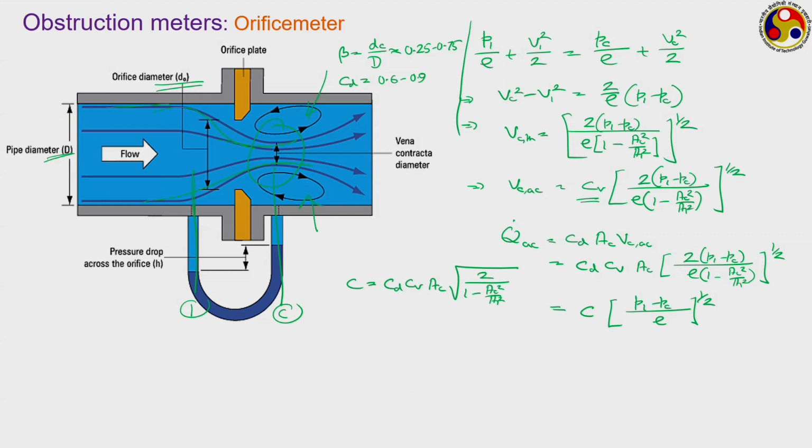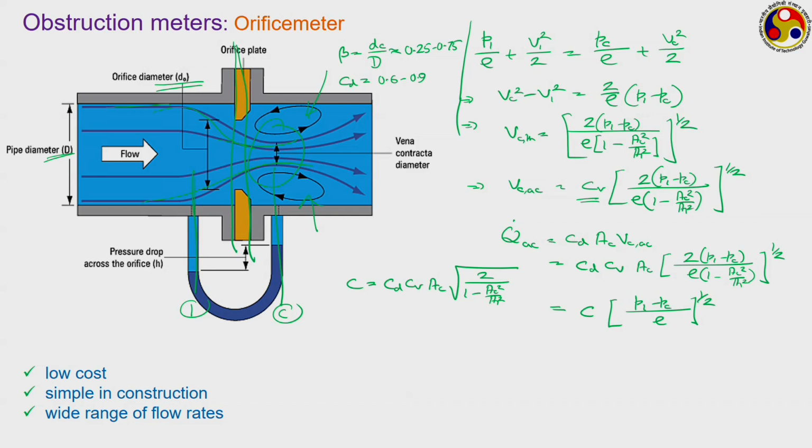Orifice meter is a very simple device, as you can see here. We don't have to do anything, we just have to introduce an orifice plate at this particular flow section, and just by measurement of this pressure drop and fluid density, we can get the reading of the flow rate.